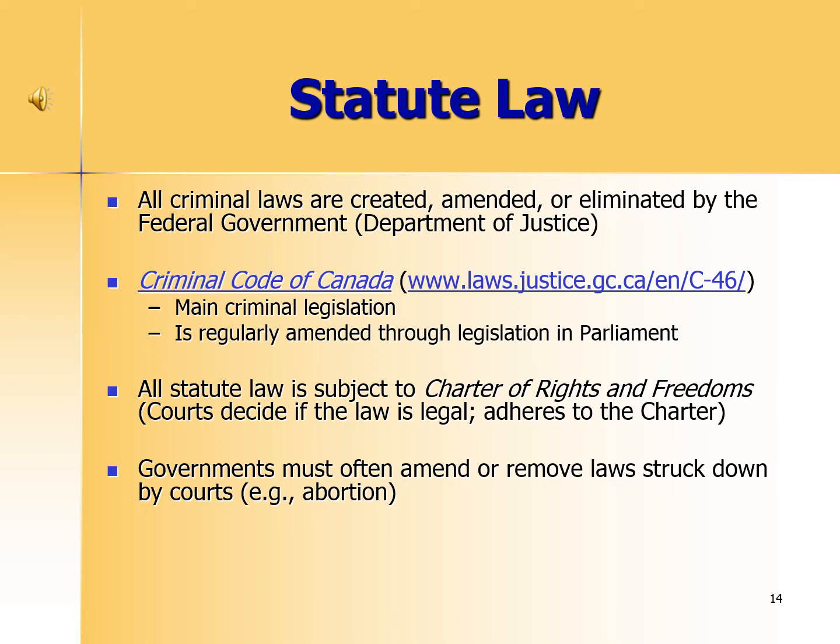So again, an example of statute law that was struck down was abortion. Abortion actually used to be a criminal offense, and many years ago the Supreme Court determined that women have the right to an abortion, and so it is no longer in the criminal code. But again, in summary, the important thing to remember is that statute law is created by the government, created by federal parliament, and the Criminal Code of Canada is the main source of statute law with respect to criminal offenses in this country.